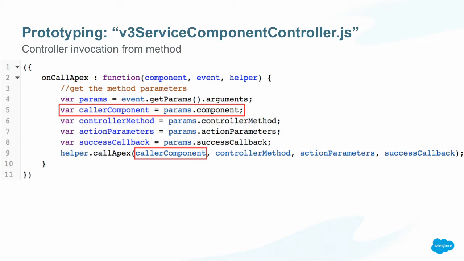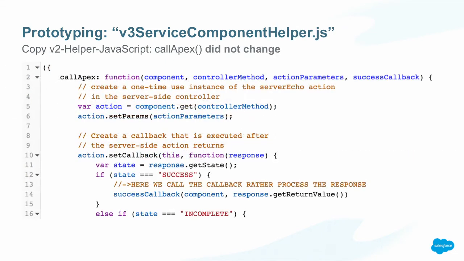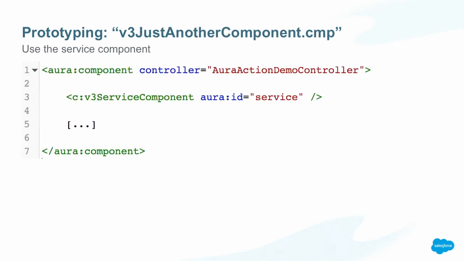And I just put all these things together and put it into my helper method. So in the helper method, I define all my parameters here, and then I do exactly the same as before. I have the callApex method, so it's not changing anymore, all the same code.